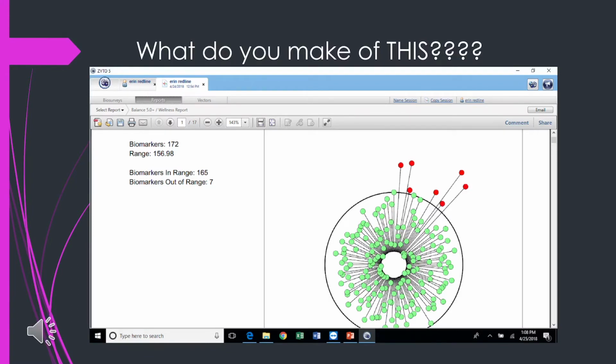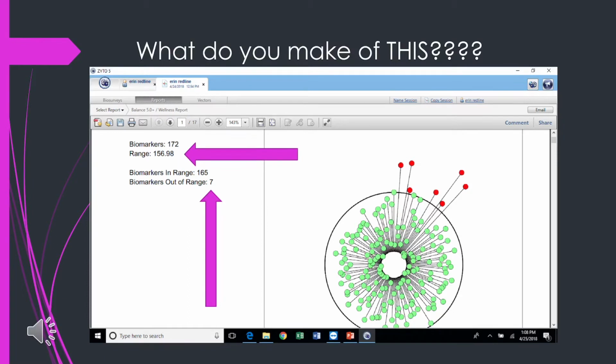What does this slide say to you? This is mine, actually, and my ratio is mega, mega high. And someone might look at this and say, wow, you only have 7 biomarkers out of alignment. But actually, this should be a pretty high alert that something else is going on. So yes, while I only have 7 biomarkers out of alignment, my ratio is so high that this is an indicator that something else is going on in my environment to make my ratio that high.